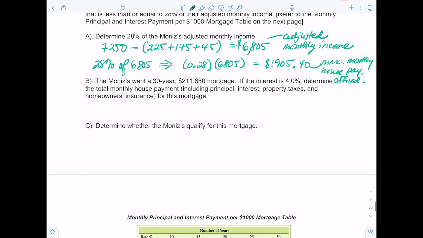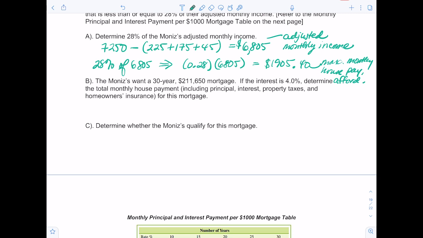Okay, the Monez's won a 30-year, $211,650 mortgage. If the interest is 4%, determine the total monthly house payment, which includes the principal, interest, property taxes, and homeowners insurance for this mortgage.